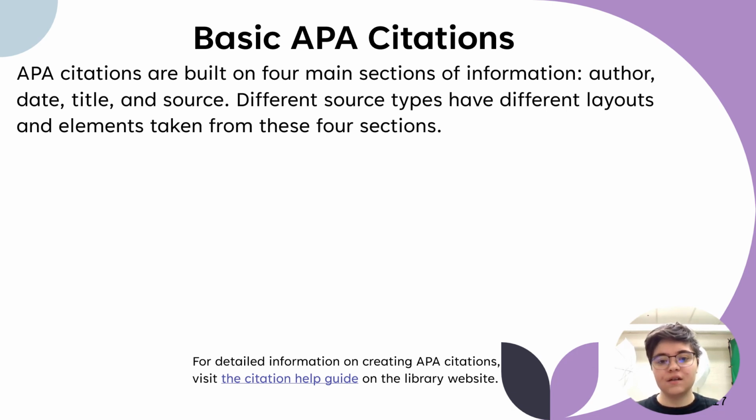APA citations are built using 4 main sections of information: the author, the date, the title, and the source. Each unique type of source will look a little bit different because they pull out different pieces of information from the 4 sections. Walking you through all of those different variations in citations would take a whole other video. So for now, I'm just going to show you a basic book citation and a basic article citation.